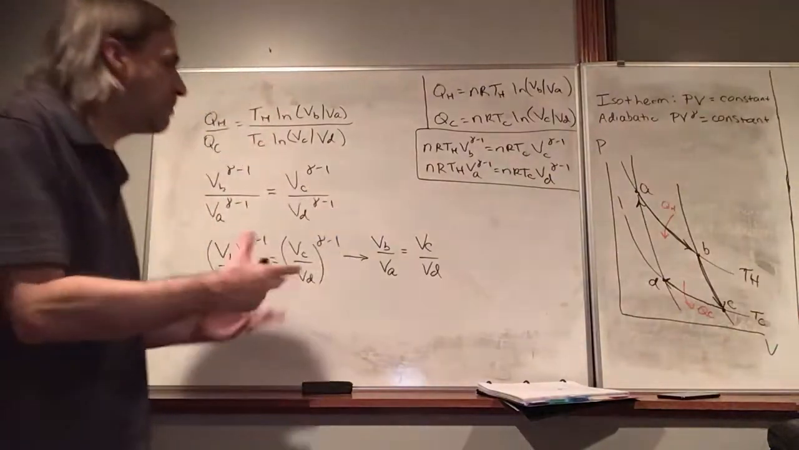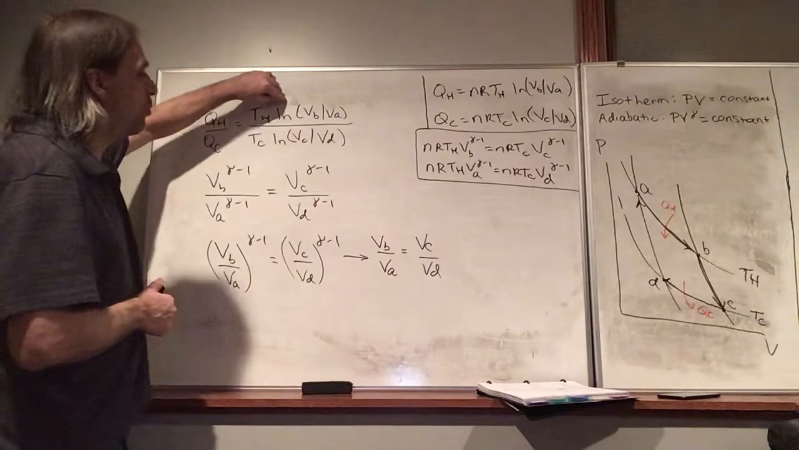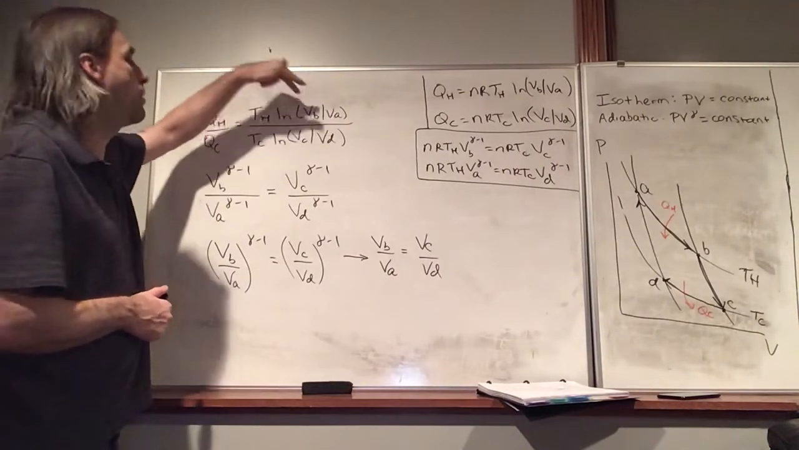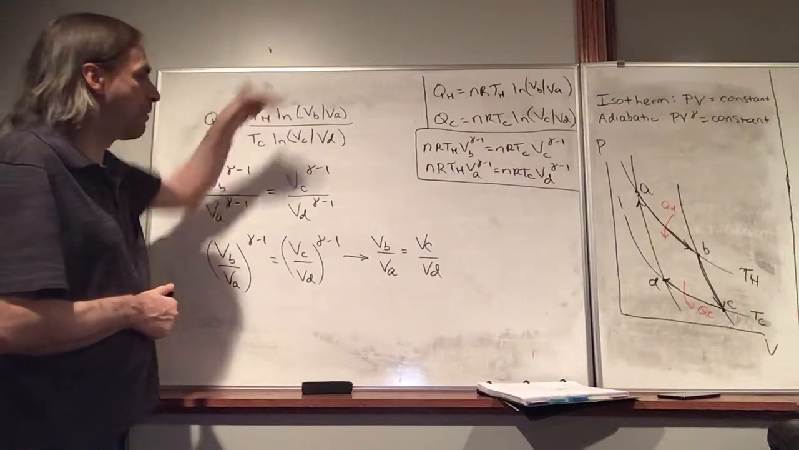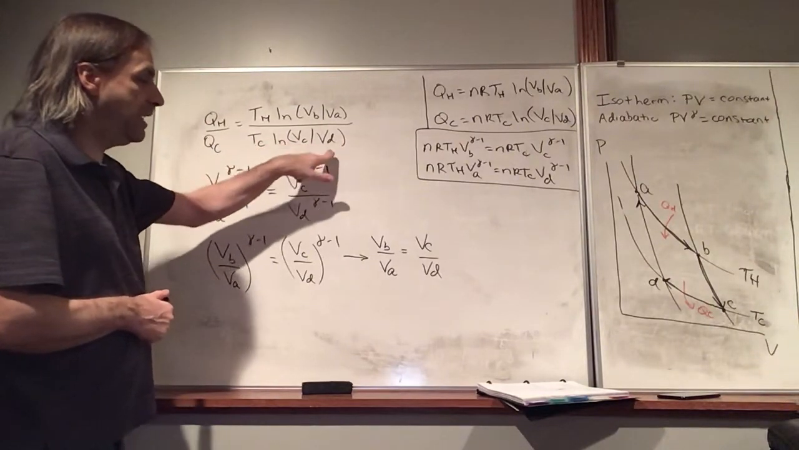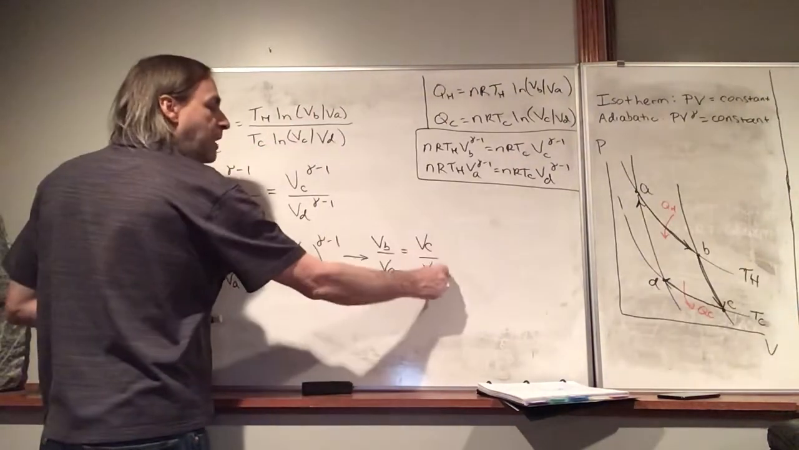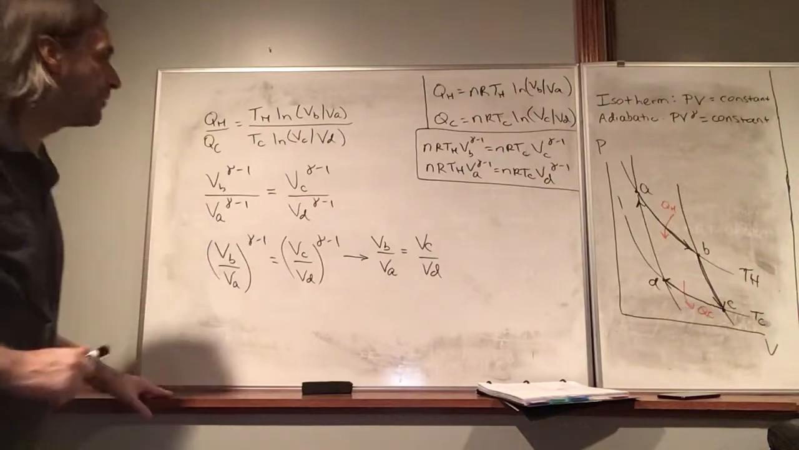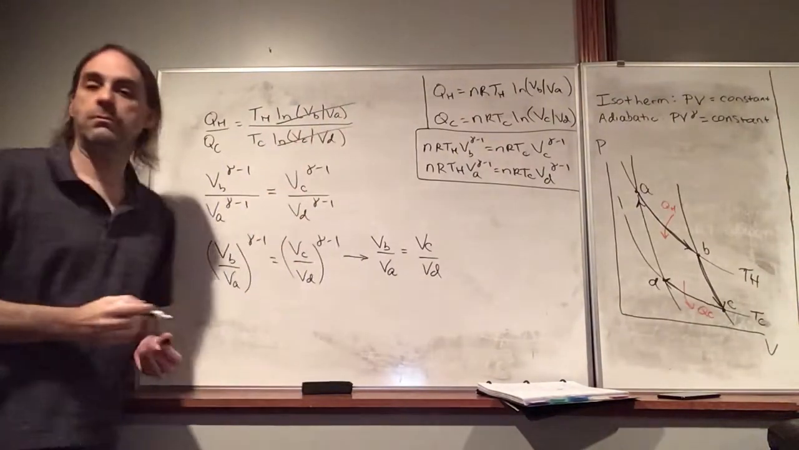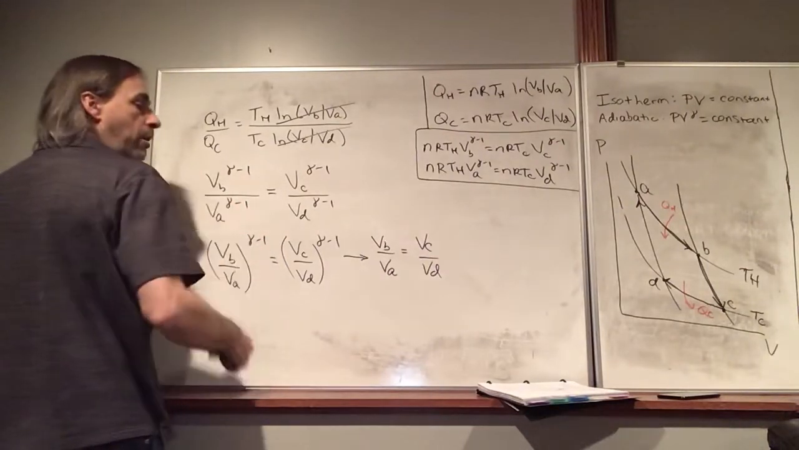And this is a very important result, mainly because here we have the natural logarithm of VB over VA, and here we have the natural log of VC over VD. But again, VB over VA is equal to VC over VD. So what that means is that these logarithms cancel out. And so this is kind of the final result that we are going for.